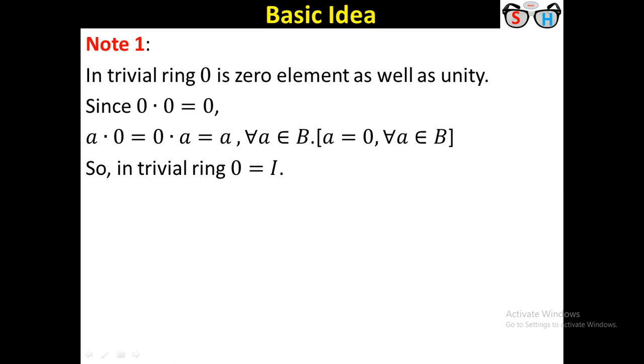Again in a trivial ring, A dot B equal to B dot A, because here A, B all are 0. So A dot B equal to 0 dot 0. Again B dot A is also 0 dot 0. All are 0 because of the definition of multiplication. So we can conclude that a trivial ring is a commutative ring with unity. Okay.